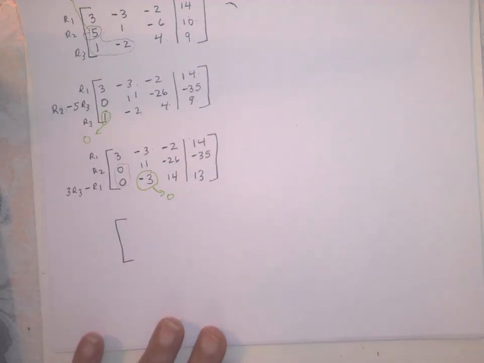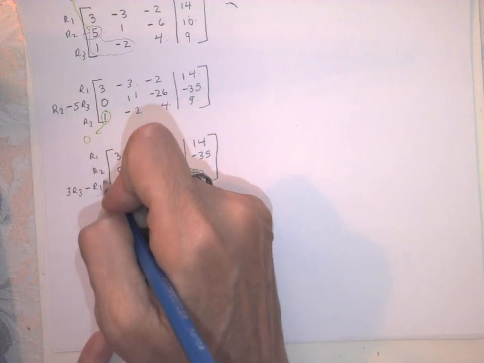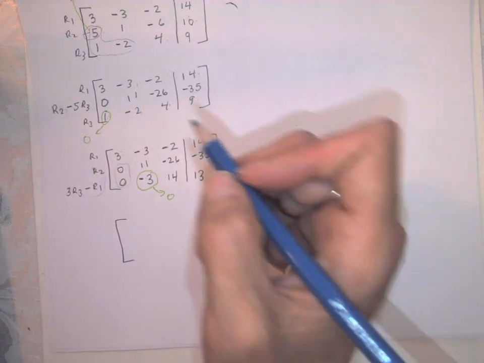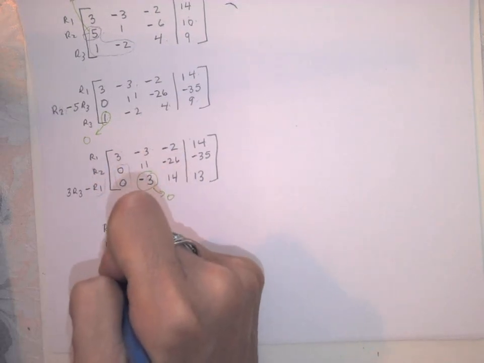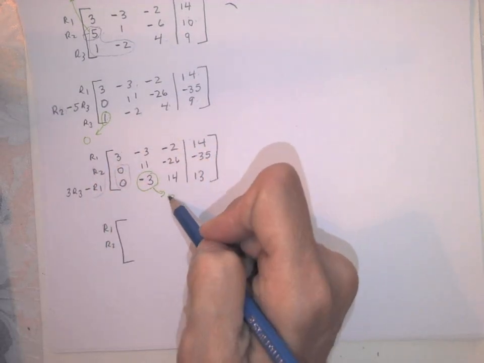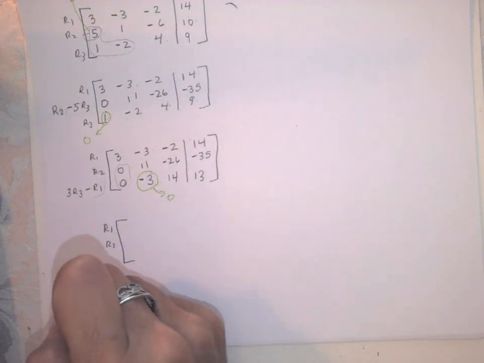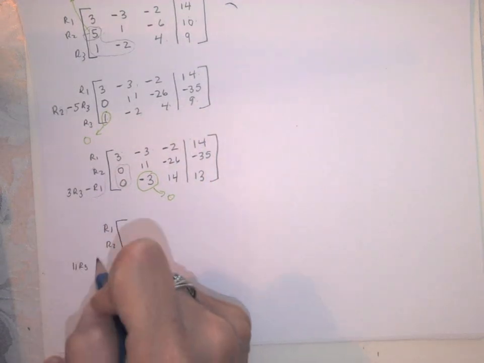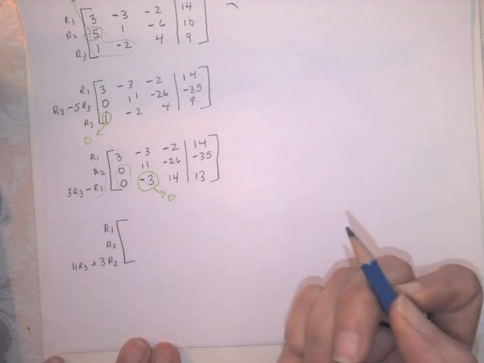So I can't do that, even though it looks really tempting. Instead I have to use these 2 rows. I'm going to leave row 1 and row 2 the same, and to get a 0 there, I'm going to have to take 11 row 3s and add 3 row 2s.